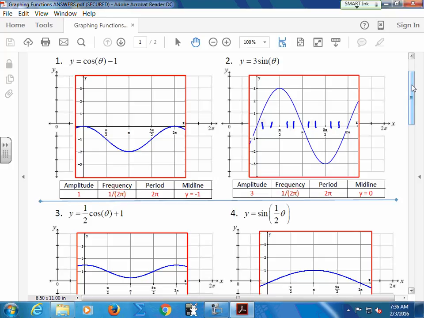This one took a vertical shift, and be ready to say, vertical shift, down 1 unit. You didn't have to say, but just be aware of your transformations. This, we changed your amplitude, so vertical stretch, factor of 3.